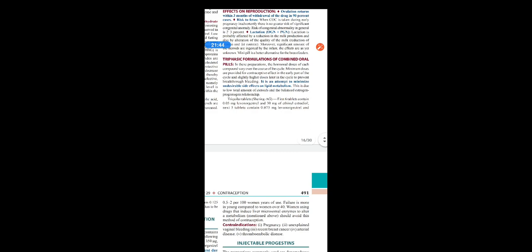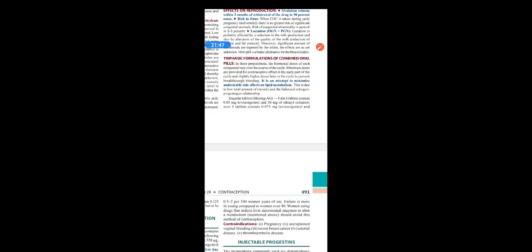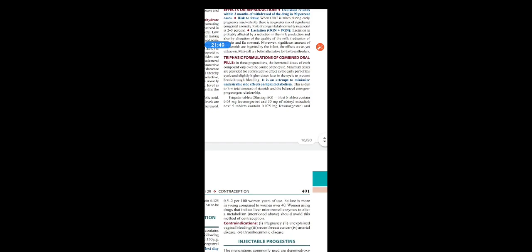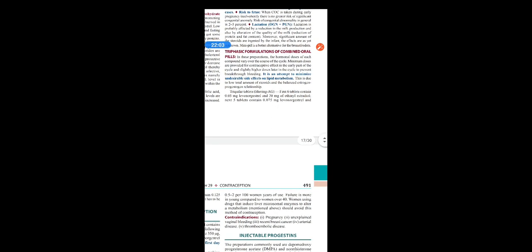Coming to another one, the triphasic formulation of combined oral pills. Triphasic means phase wise there is variation in the content. In this preparation the hormonal doses of each compound vary over the course of the cycle. Minimum doses are provided for contraceptive effect in the early part of the cycle and slightly higher doses later. So the dose varies according to the course of the cycle, to prevent breakthrough bleeding, and it is also an attempt to minimize undesirable side effects on lipid metabolism.